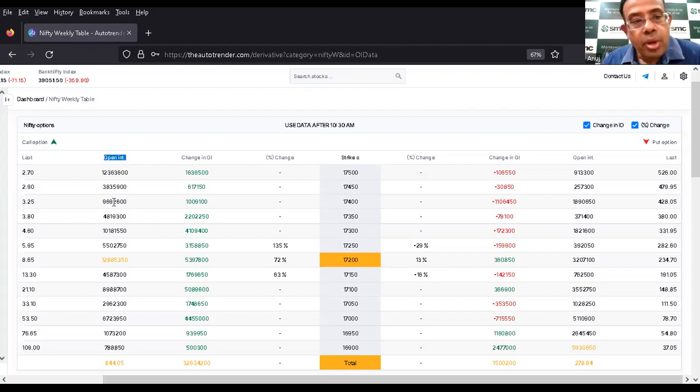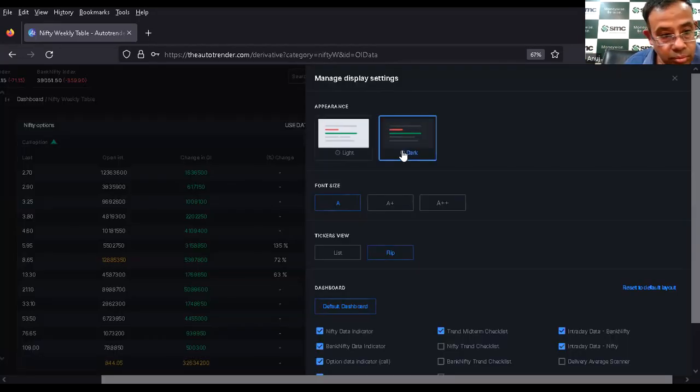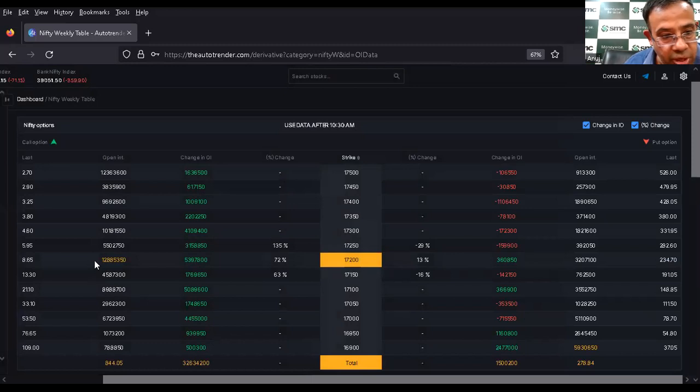Why it is important is because it gives you your resistance level and your support level. How it gives us that is that we have highlighted it in yellow. If I can just change it, it would be much easier for you to have a look. At 17,200, there is a yellow highlighted open interest, which is the highest open interest among all these strike prices. So that becomes your resistance point.